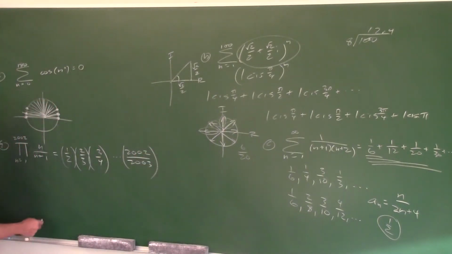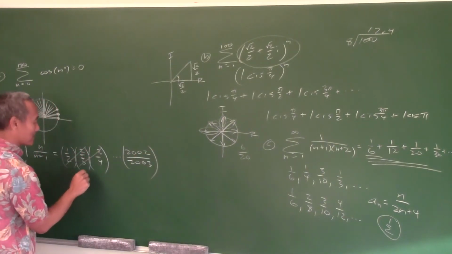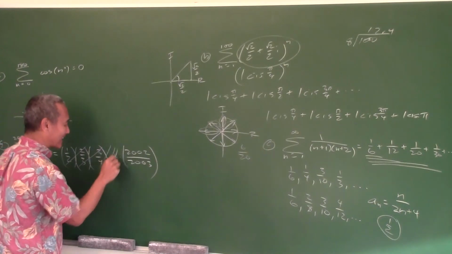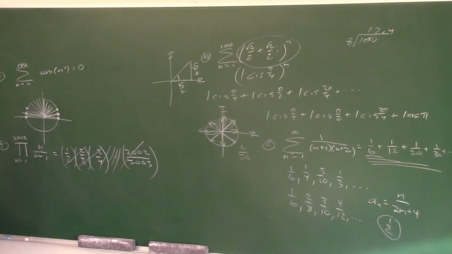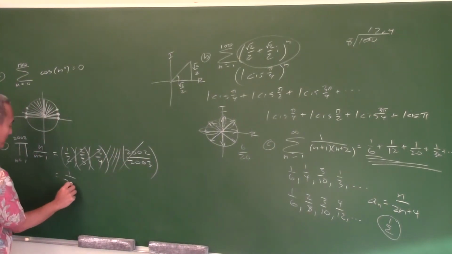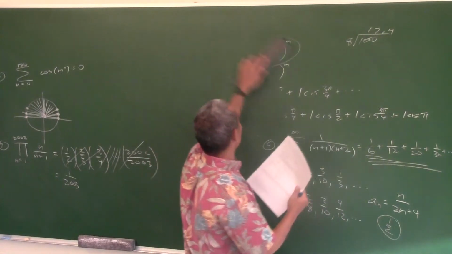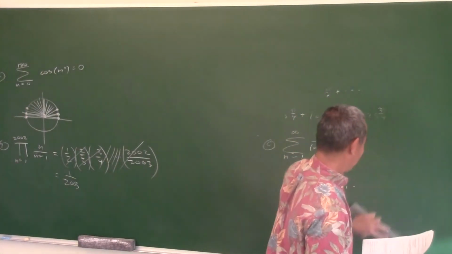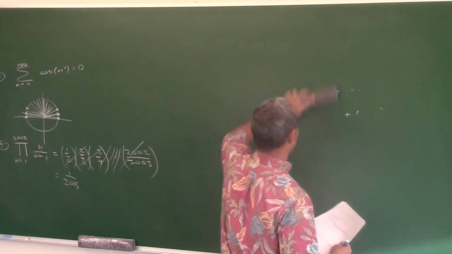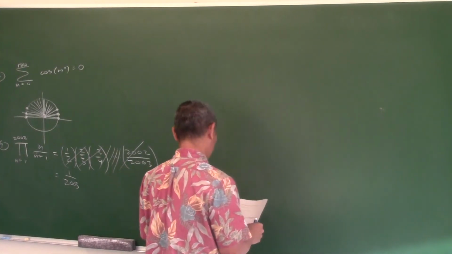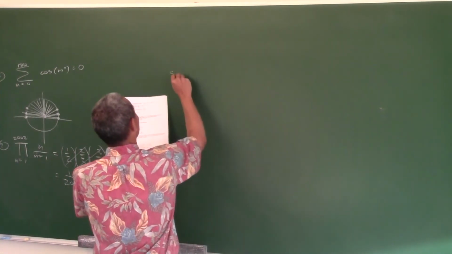And then what happens? This cancels that. This cancels that. This cancels that. So the only thing that's left is 1 over 2003. Yeah, there you go. I just want to expose you to the pi notation. But of course, when you go to college, you can say, Mr. Parker never taught me that.